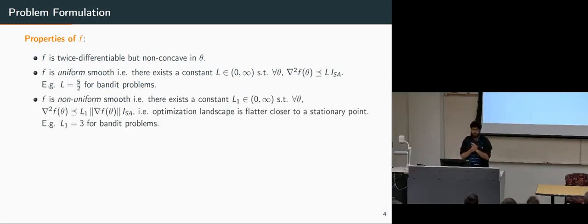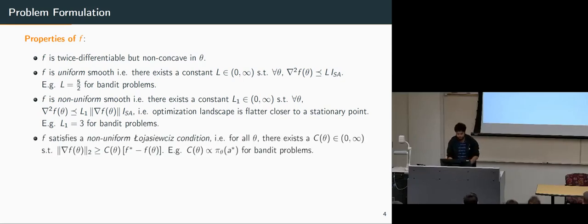The other property that you can abstract out is that the function is non-uniformly smooth, meaning that the Hessian can be bounded in terms of L1 times the norm of the gradient times the identity matrix. This is nice because it tells you that as you get closer to a stationary point, the landscape becomes flatter and flatter, and this potentially allows you to use a larger step size. Again, for a bandit problem, L1 is equal to 3. There is some complicated expression for MDPs as well.